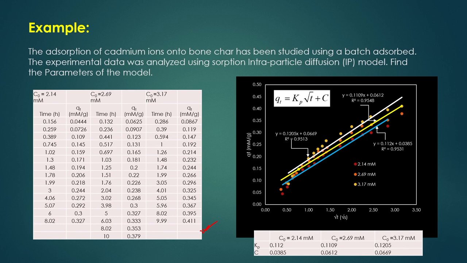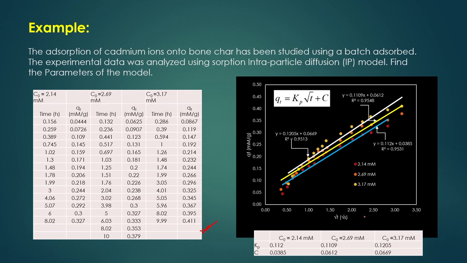Here also the same data are given, and here also you have to analyze this data based on intraparticle diffusion. In this case also you have to find the model parameters, like Kp and C. So, in this case simply you have to plot Qt versus root over t. You have to find what the root t value is and the corresponding Qt value.